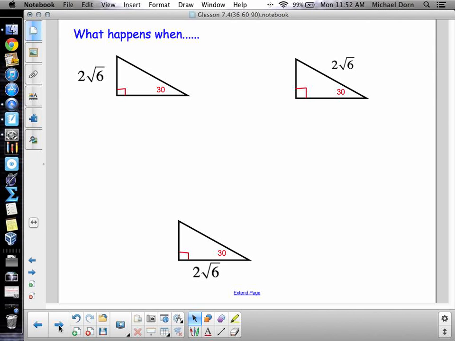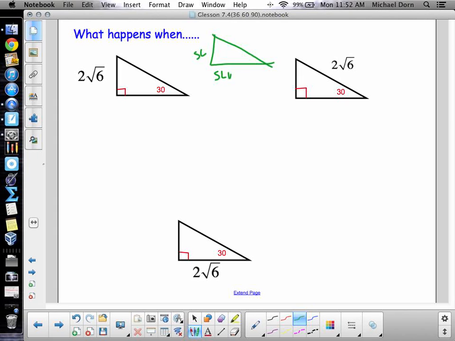Notice what I've done here. I've set up 3 30, 60, 90 triangles, all kind of oriented the same way. Each of them has one side that's 2 root 6, but in each of them it's a different side. But it doesn't matter because my pattern is still the same. Okay, short leg times the square root of 3, 2 times the short leg. Here I know the short leg. So 2 times the short leg would be, what would that be? 4 root 6.